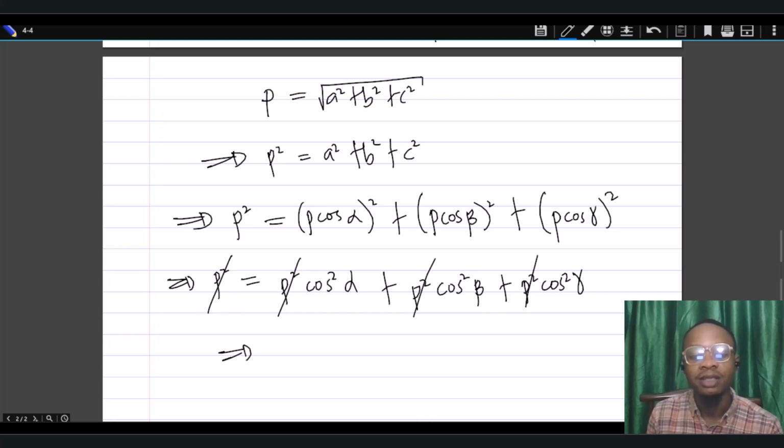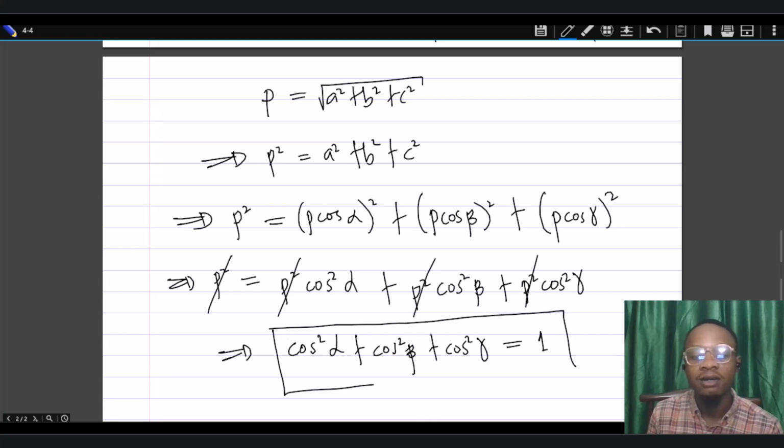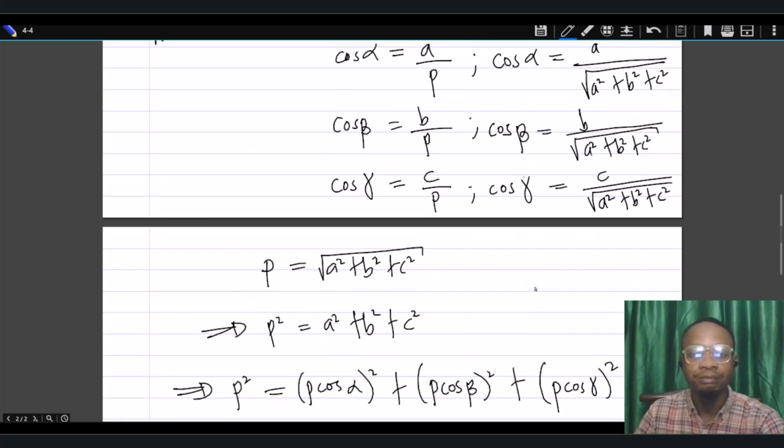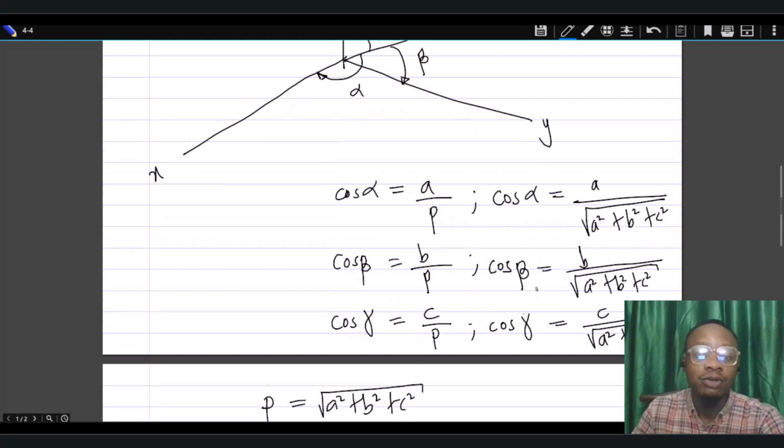From here we can see there's a relation between these angles. We have cos squared alpha plus cos squared beta plus cos squared gamma equal to 1. So that's the relationship between the direction cosines of a vector. That means that if we know any two of them, let's say we know alpha and beta, we can get gamma using this relation. If we know beta and gamma, we can get alpha using this relation, and so on and so forth. So that is that about that.